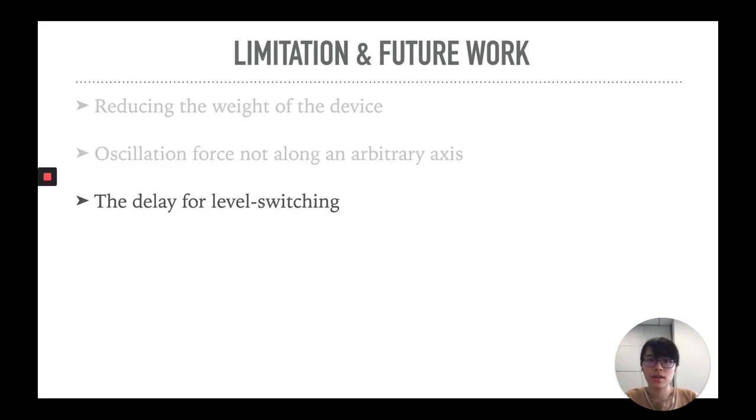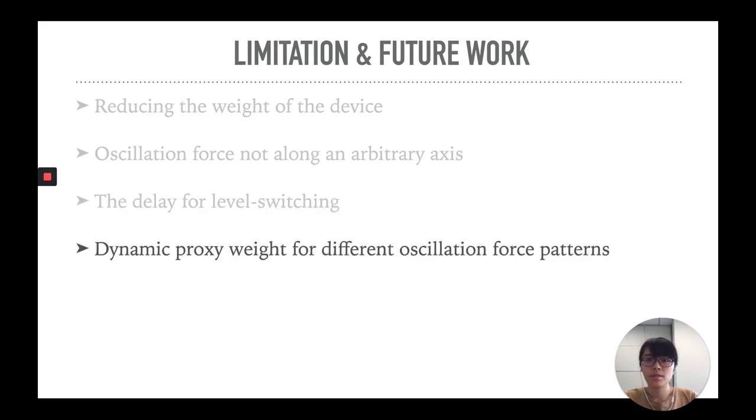There are still delays for motors to switch to different force levels or types. Since users shake the device after the level switch in most of our applications, the level switching latency is quite short. Users did not report that they were affected by the latency. Furthermore, visual feedback could also be added to mitigate the issue. In addition, the proxy consisted of several magnetic balls, so we could further dynamically increase or reduce its weight to perform different oscillation force patterns in the future.